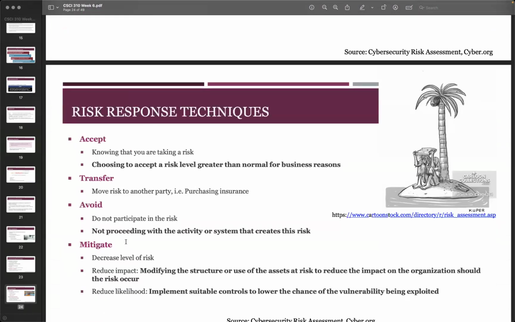And then for the response techniques, let's say we need to accept. Knowing that you are taking a risk is common. When we learn cybersecurity or any security issue, it's really common that we need to accept it. We also need to think about choosing to accept a risk level greater than normal for a business reason. Here we always have a mindset: how much risk can we take, for this company?